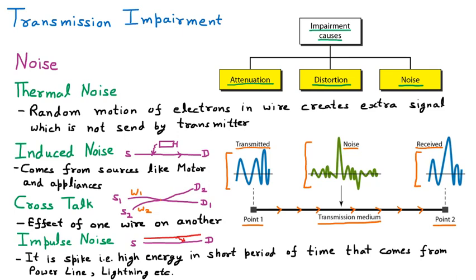So noise has four parts. One is thermal noise. When noise comes due to the electrons in the wire, it is called thermal noise. Induced noise: nearby appliances like a motor or generator cause noise, and it is induced noise. Crosstalk: whenever two same type of telephone wires are going one above the other, then we hear the other person's talk, and that is crosstalk. Impulse noise: due to the power line we get noise, and it is called impulse noise. So these are the transmission impairments, which are attenuation, distortion and noise.